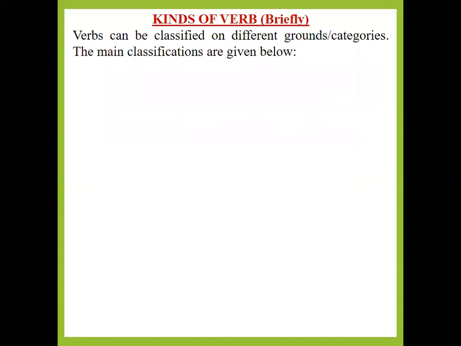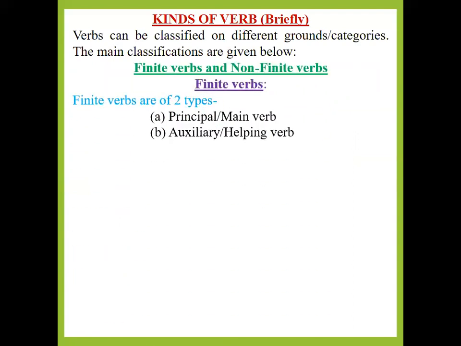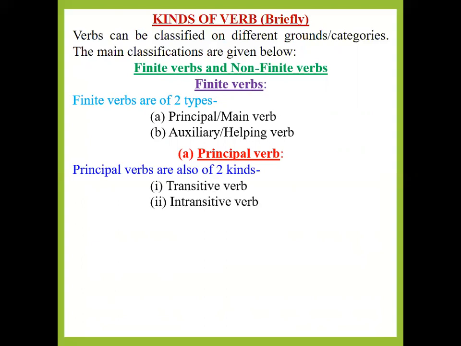Kinds of verb, briefly. Verbs can be classified on different grounds or categories. The main classifications are given below. Verbs are of mainly two types, finite verbs and non-finite verbs. Finite verbs. Finite verbs are of two types. A, principal or main verb. B, auxiliary or helping verb. Principal verb. Principal verbs are also of two kinds. One, transitive verb and two, intransitive verb.